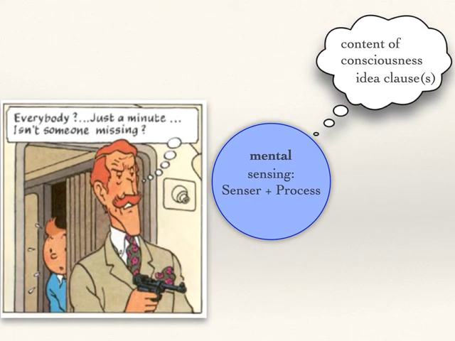So in this panel, for example, you have an antagonist, one of Tintin's antagonists, who is thinking. And you can represent the sensor, and through the drawing of the facial expression, suggest some kind of sensing. But the content of sensing, the ideas being brought into existence by the sensing, have to be represented by language. That's what this antagonistic character thinks.